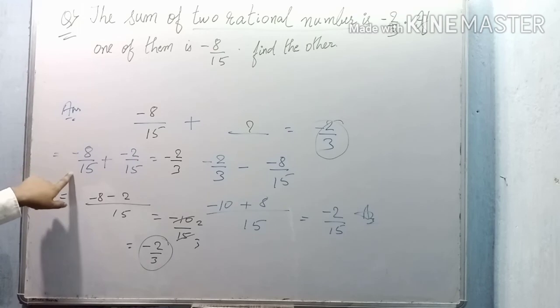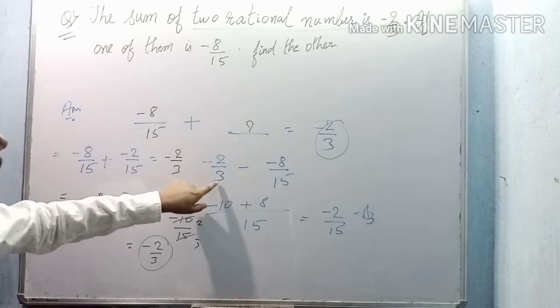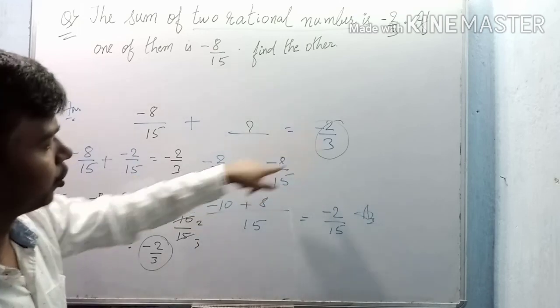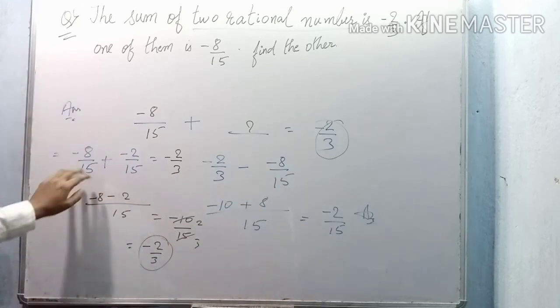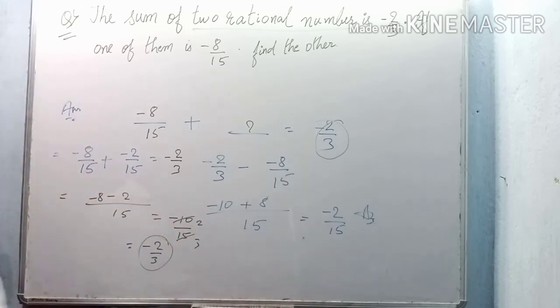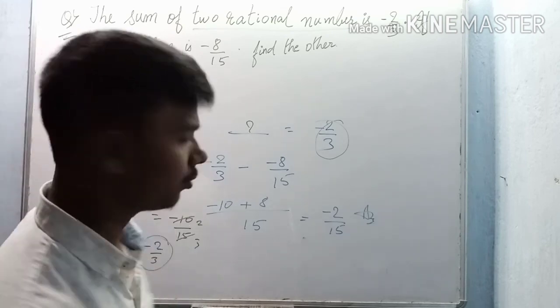So one is minus 8 by 15. We have just subtracted minus 2 by 3 minus 8 by 15, that is equal to minus 2 by 15. We have checked the answer by this. I hope you have understood the question and answer also. Let's move to the third question.